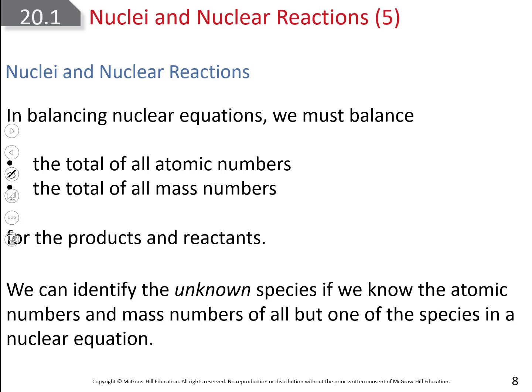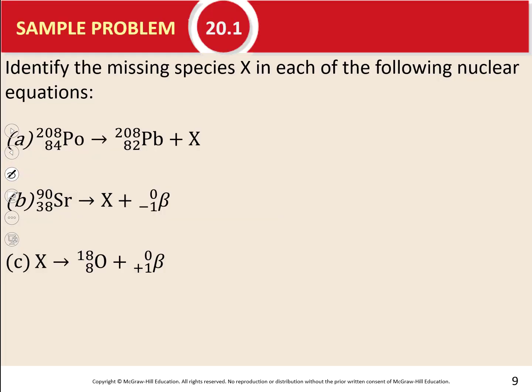So the total of all atomic numbers and the total of all mass numbers on both sides, product or reactants, must be balanced. In general, we're not going to do this by adding coefficients like we did with chemical reactions. Usually with these, I'm going to have some unknown species, either the reactant, the product, or in some cases, the subatomic particle that was involved in the reaction either being released or absorbed in the reaction, and you're identifying the unknown by what is left over as far as what mass and what charges are left over. So, for example, let's go ahead and do an example of this. Identify the missing species in each of the following nuclear equations.